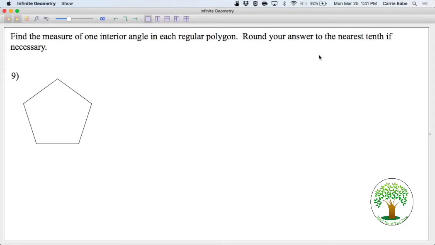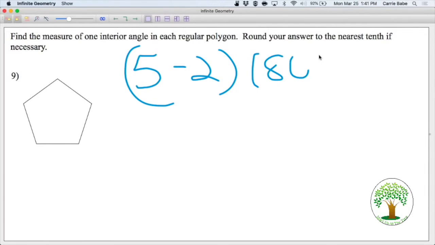This one has the same instructions. Find the measure of one of the interior angles of the regular polygon. This has how many sides? 5. So it's 5 minus 2 times 180. That makes 3 times 180. Can someone tell me what 3 times 180 is? 540. But we're not finished here. We need to now divide this by what? 5. Yes.